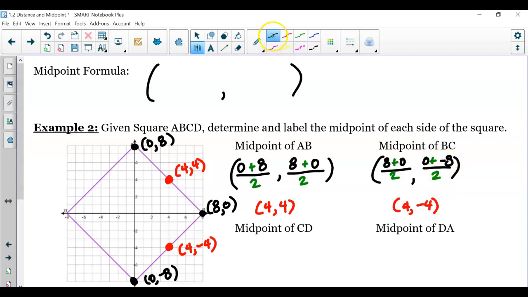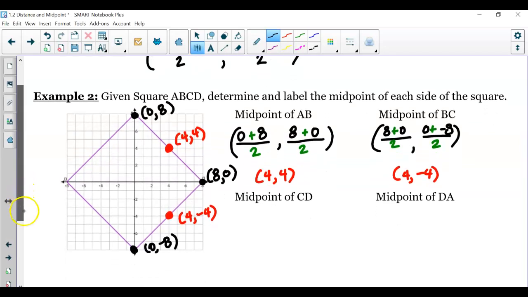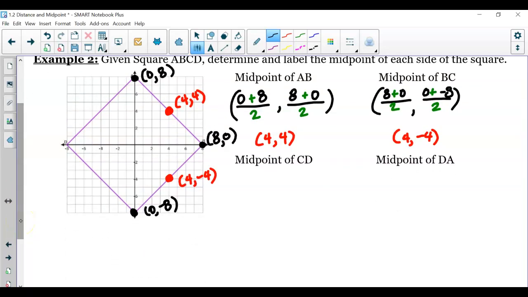So let's go back now and fill that in. We're going to take and add the two x's, divide by 2. We're going to take our two y values, add them together, divide by 2. So that is the midpoint formula. Here we can see it visually, but let's go ahead and practice using the formula.